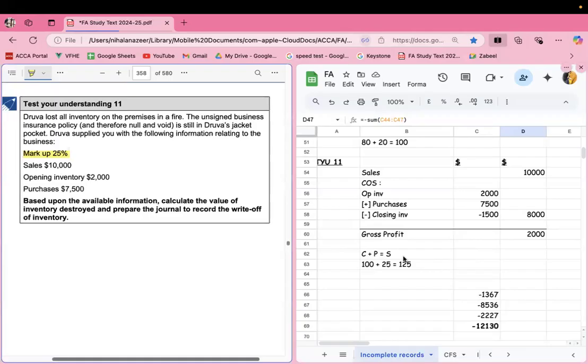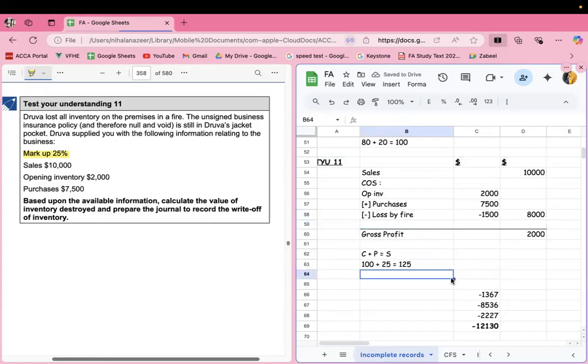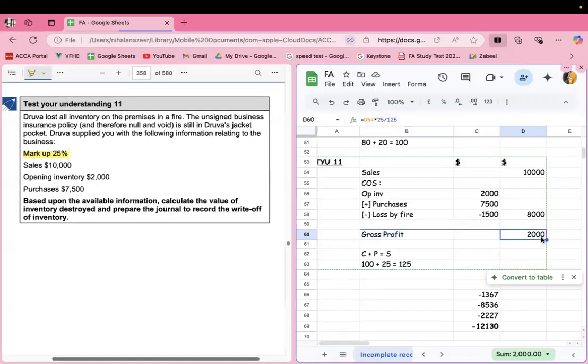Clear? So this is your base equation. That is C, 100 plus 25 equal to 125. Clear? Sales is already given to you. 10,000 opening inventory given to you. Purchases is given to you. There is no closing stock. So there is only loss by fire. Clear? Because everything is lost. Understood? Okay. So from the sales, you're going to find out the gross profit, just like you did last time. Clear? And then you're going to find the cost of sales.